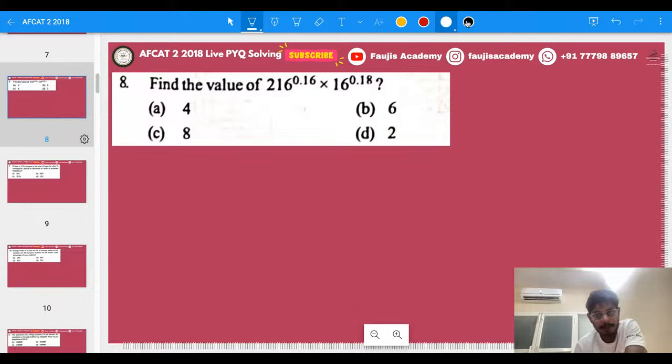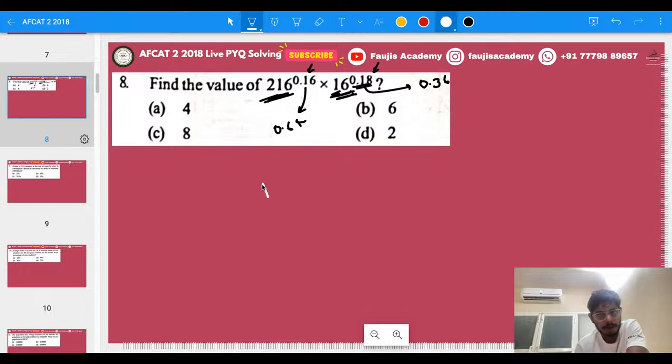If you look closely, these are all powers of 2s and 4s. 216 and 16, and this is 0.16 and 0.81. Can we make the power as 1? In order to make the power as 1, we'll have to make it 0.64, and then we'll have to make it 0.36, isn't it? And we'll have to make the bases same, isn't it? How will you make the bases same?